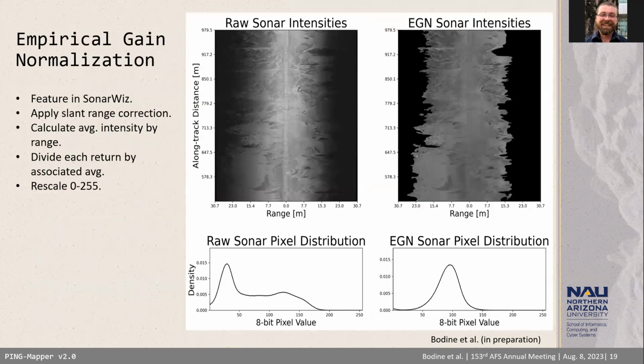This spring, I stumbled upon a correction called empirical gain normalization, which is available in SonarWiz. This correction helps to normalize the image by calculating the average pixel intensity for each range bin and dividing the raw backscatter by the associated average. Now we see a much more balanced image on the right in a normal distribution.